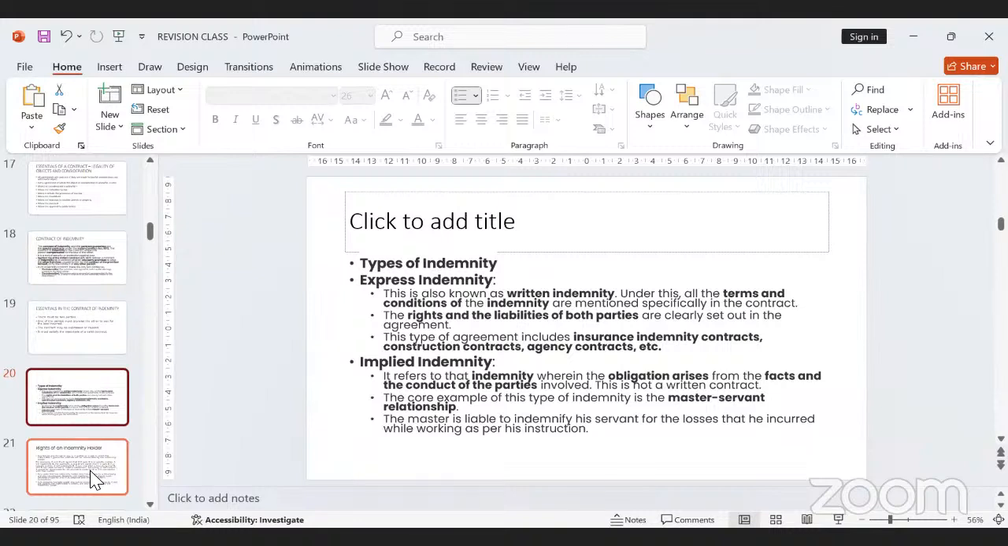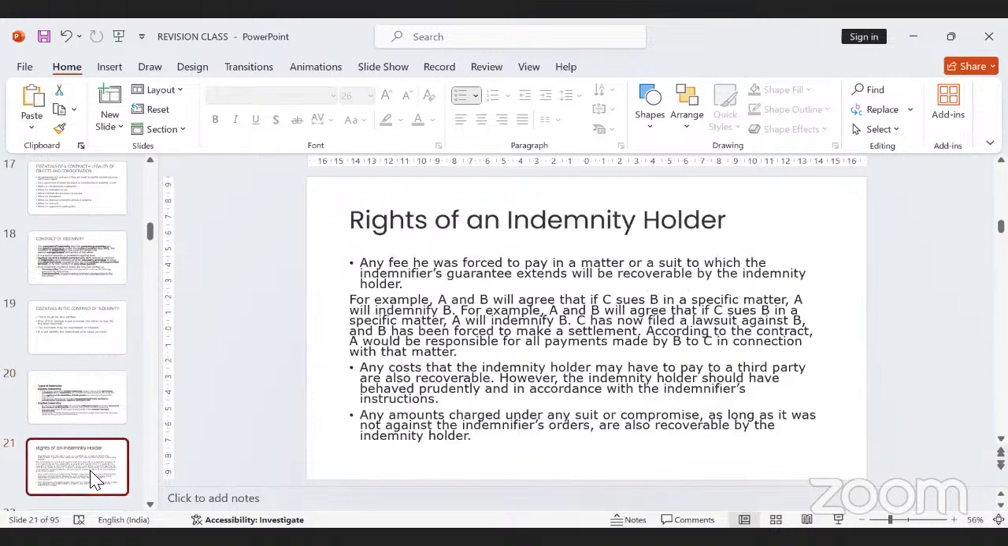So there are two types of indemnities: express indemnity and implied indemnity. Again, express indemnity is written. Everything is written. Implied indemnity is not written anywhere, but the obligation arises from the facts and conduct of the party. So, for example, in a master-servant relationship, the master tells the servant, you go and give this to X. And because of that, the servant gets into some trouble. It is the responsibility of the master to indemnify the servant, that is, bear the losses whatever the servant has incurred. This is an example of implied indemnity. Right?